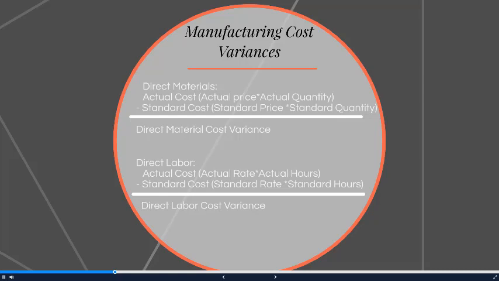For each of them, you're going to take your actual and subtract your standard. For direct materials, you take your actual price times your actual quantity and subtract that standard price times your standard quantity. For your direct labor, we're looking at actual rate, that's your actual rate paid to your employees times the actual hours used, and you're going to subtract your standard rate times your standard hours to get that total labor cost variance.